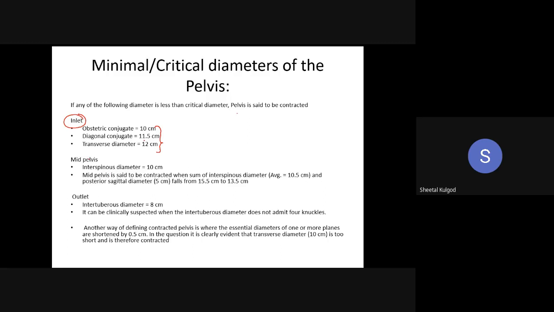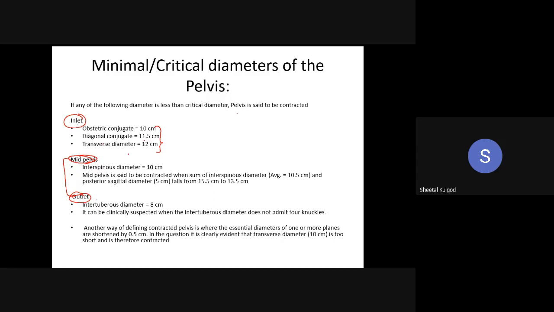Another thing you have to remember is the contraction could be at different levels. It could be at the inlet, it could be at the mid pelvis, or it could be at the outlet. Understood? Most of the times the contraction in the mid pelvis and outlet is together. It cannot be only contraction of the outlet or only contraction of the mid pelvis. Usually they both are contracted together, whereas the inlet could be contracted separately.